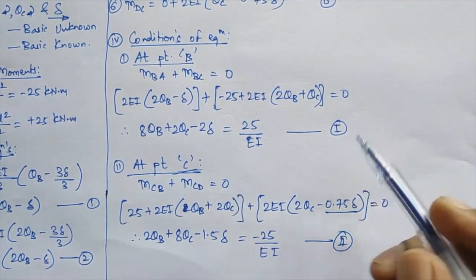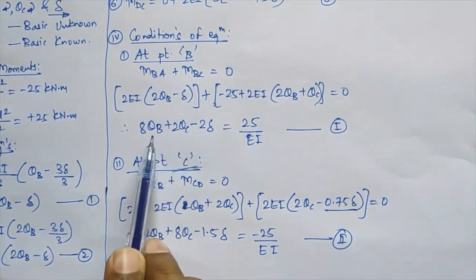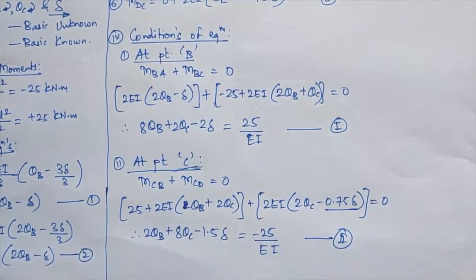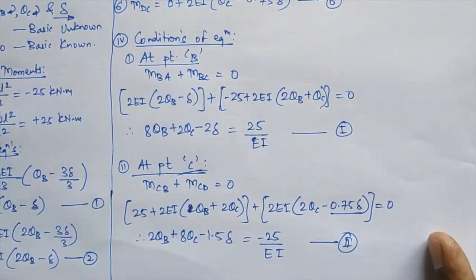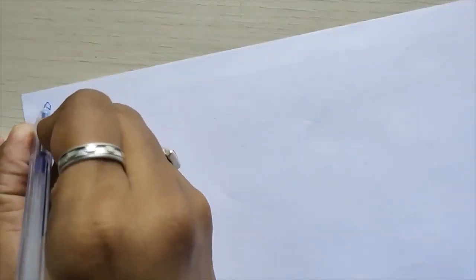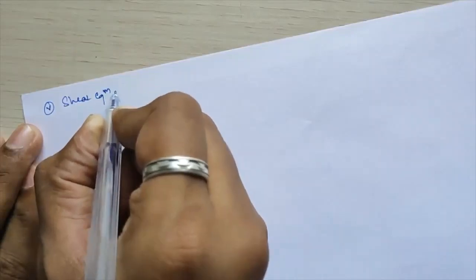But these two equations, as I said, are not sufficient to calculate these 3 unknowns, theta b, theta c and delta. For that we will require one more additional equation. That equation we have to calculate from the shear equilibrium equation step. Okay, so here this step comes after your conditions of equilibrium. So the next step I am considering as step number 5, that is the shear equilibrium equation.